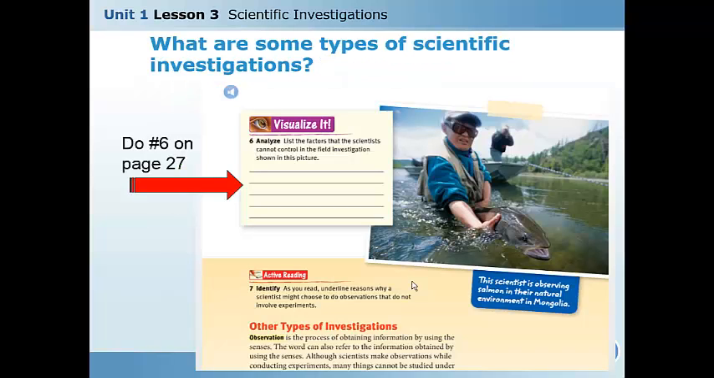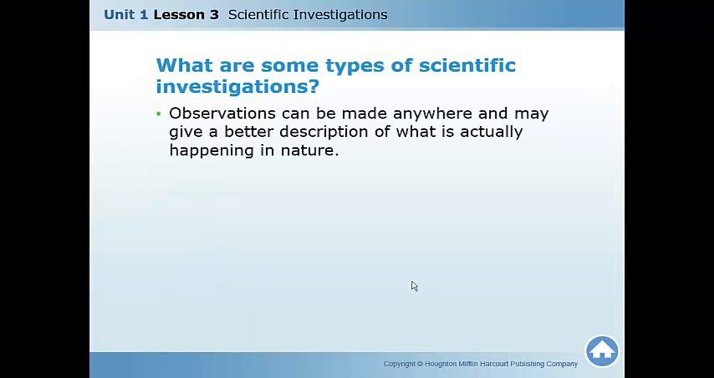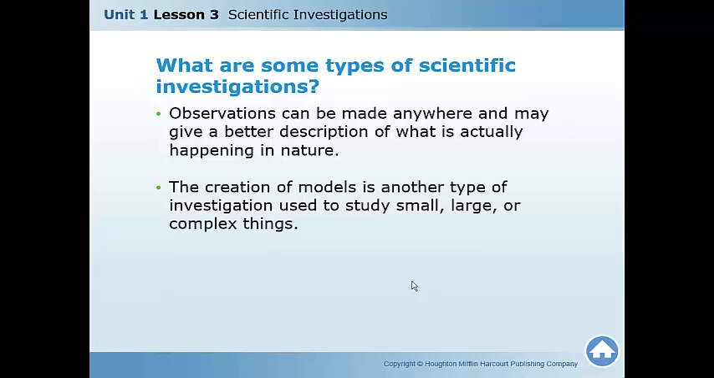Number 6 on page 27 will help you analyze and find factors that scientists cannot always control for in field investigations, such as this picture here. Go ahead and do number 6 and then pause the video. Observations can be made anywhere and may give a better description of what is actually happening in nature.